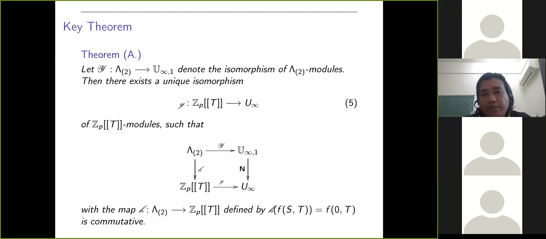Then I can show that this diagram is commutative, and the proof uses, in fact, one crucial input that came from one of the results of Coates and Wiles in their earlier Inventiones paper. So this is the key theorem, and then with this surjectivity, one can show that this diagram is commutative.